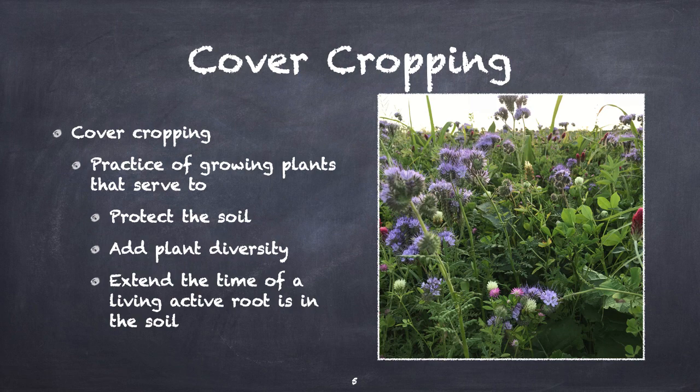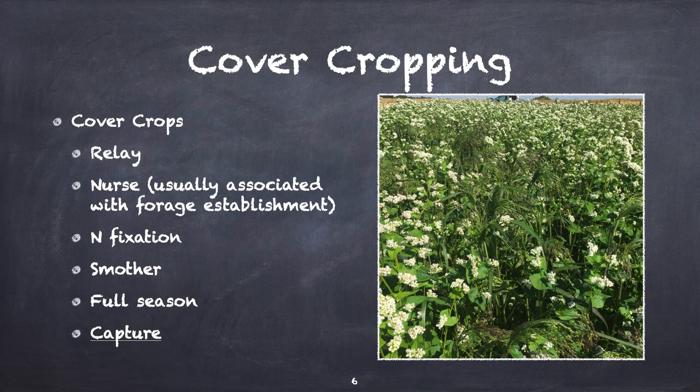So cover cropping is the practice of growing plants that serve to protect the soil, adds plant diversity to that rotation, and extends the time of a living active root in that soil. Some examples of cover cropping types are relay cover crops, where you'll grow two crops together with the intent that you'll harvest one, and the second one will continue on growing after that first one is harvested.